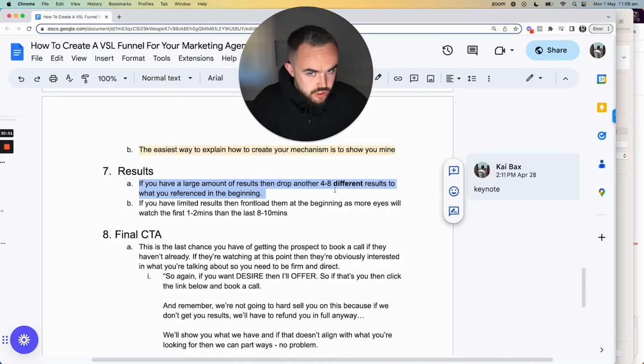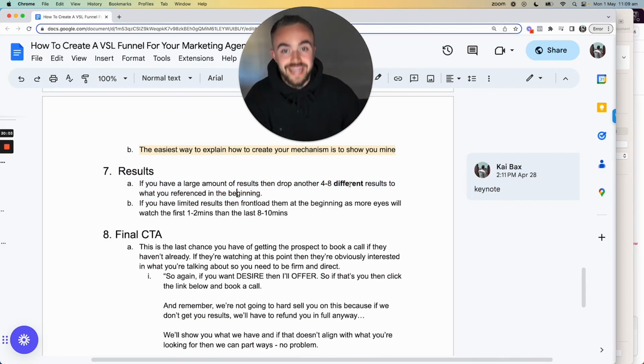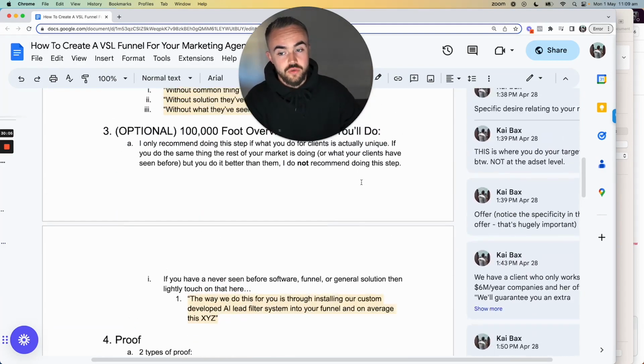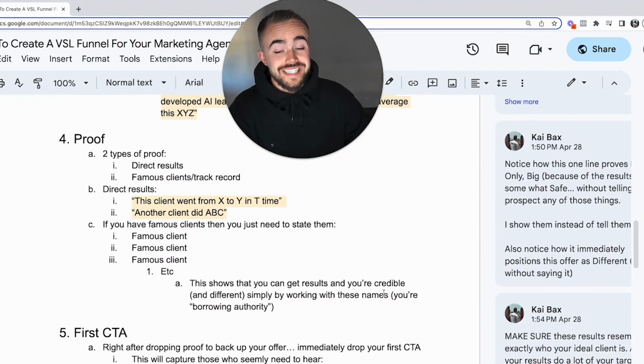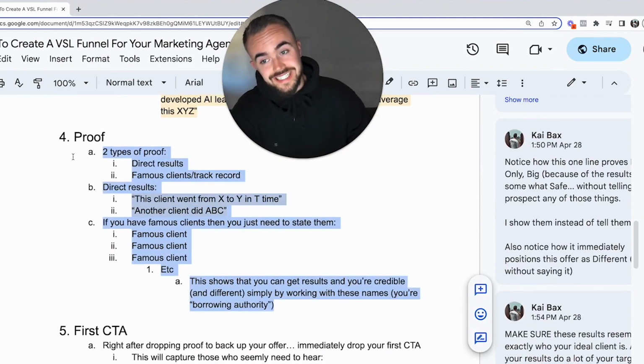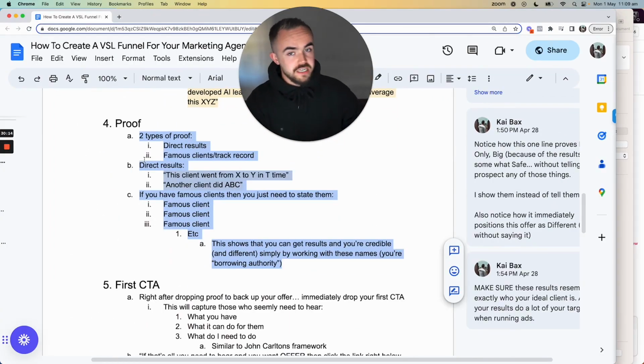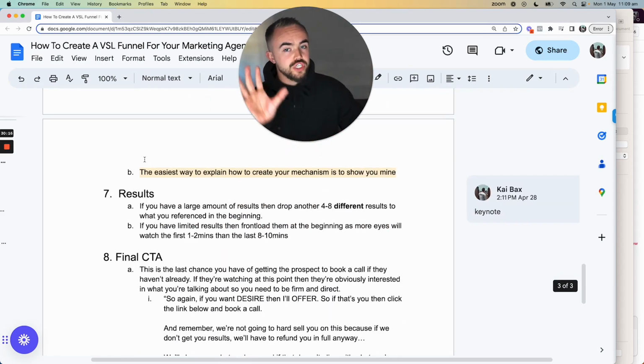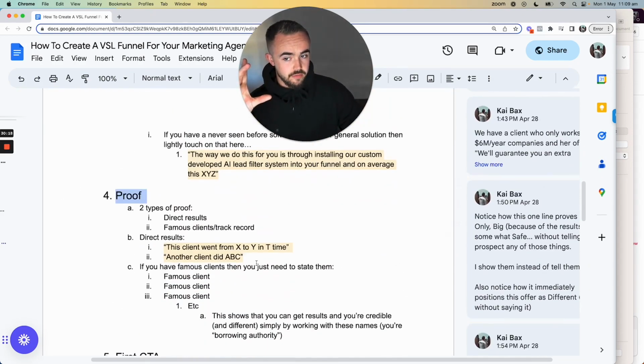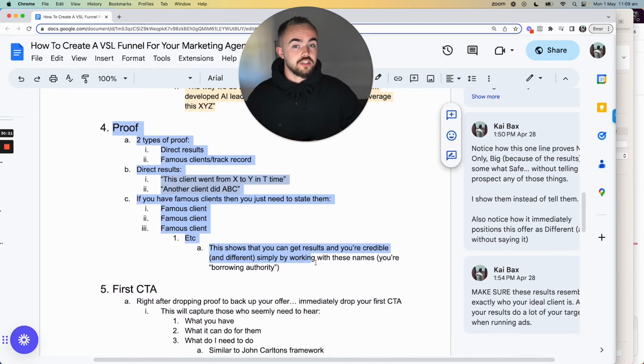And then we go into results. Obviously, if you have a large amount of results, then here you want to drop another 4 to 8 different results to what you explained in the beginning. So we have 2 result sections, but make sure the second result section is different to this proof part here. They have to be different results. Don't restate results, because if you just state one section of results and you don't state any more later on, that's okay.